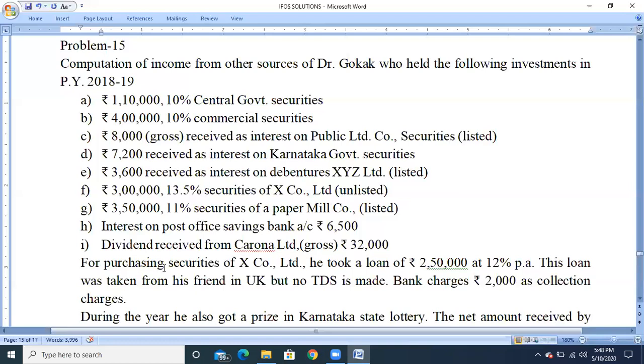Next, they have given the information that for purchasing securities of X Company Limited, that is this one, he took a loan of 2,50,000 at 12% per annum.